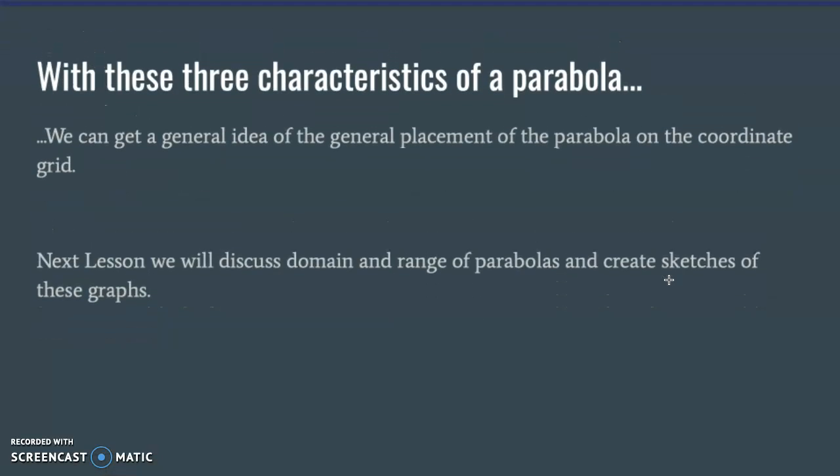Now we can get a general idea of the placement of the parabola on the coordinate grid, but that's going to be saved for next lesson. We'll discuss domain and range next lesson, and then we'll start sketching these things. For now, I just want us to focus on those 3 characteristics and sketching for the next time.